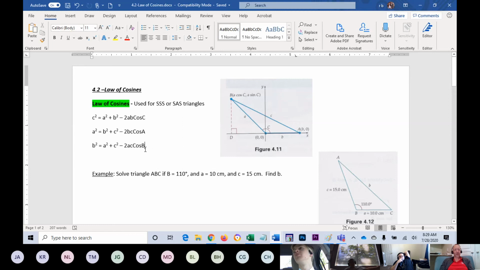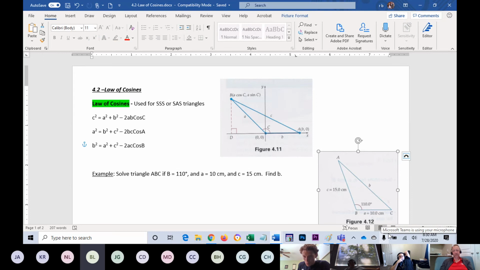Which one of these three are we going to want to use? B equals 110, and here's your triangle right here. So if we're looking for b, it would be the third one, right? Yeah, that's exactly right. So we're going to use this one right here.